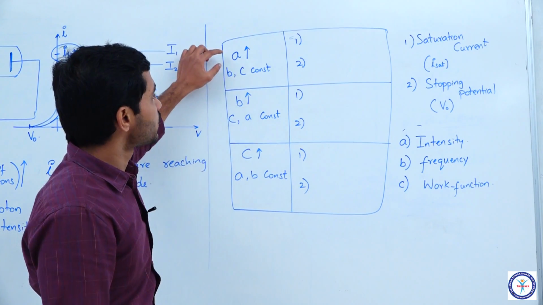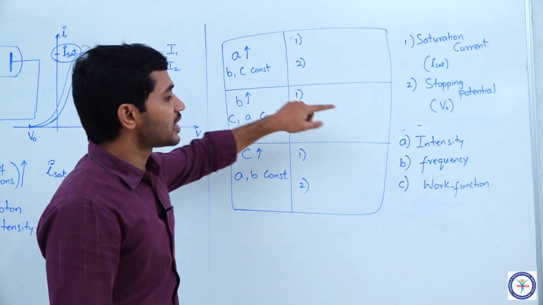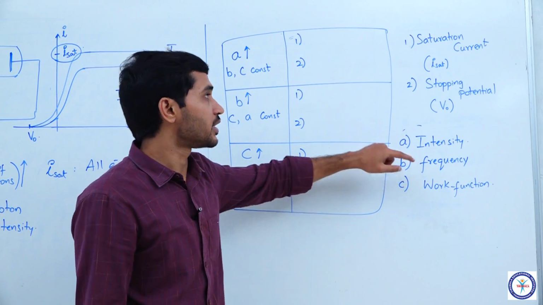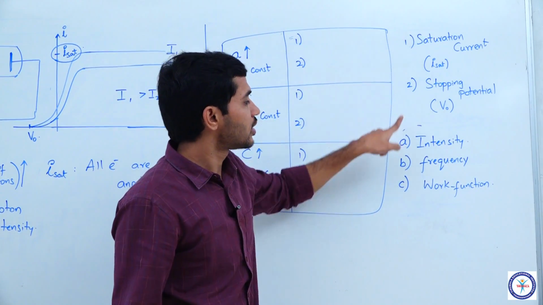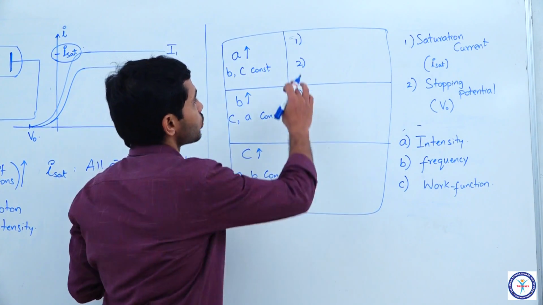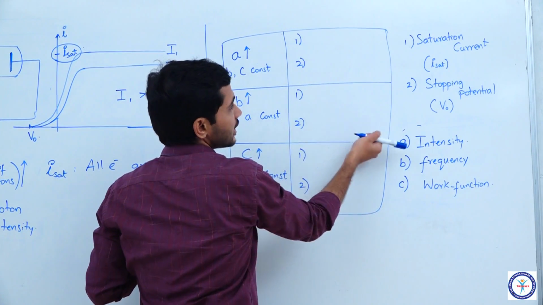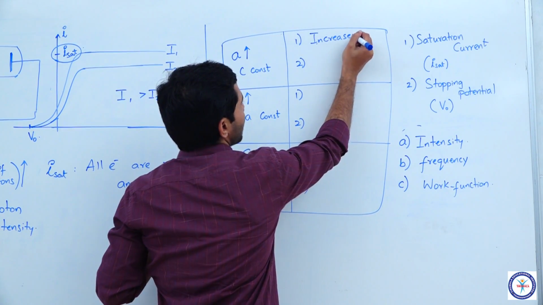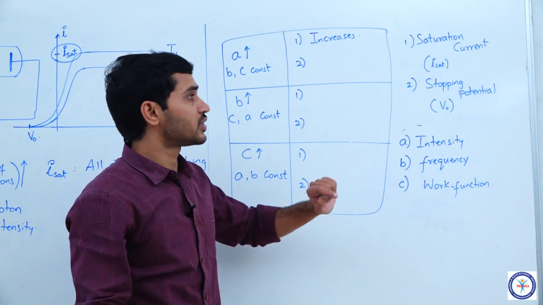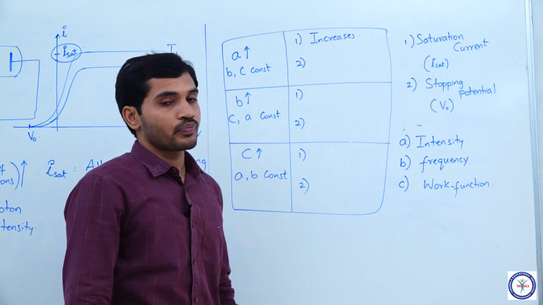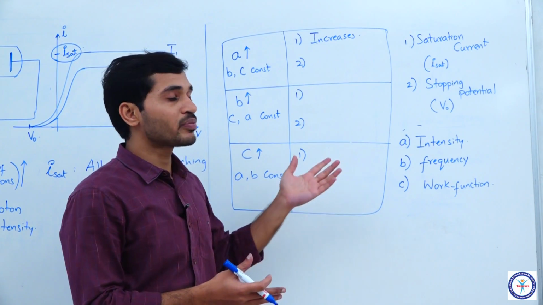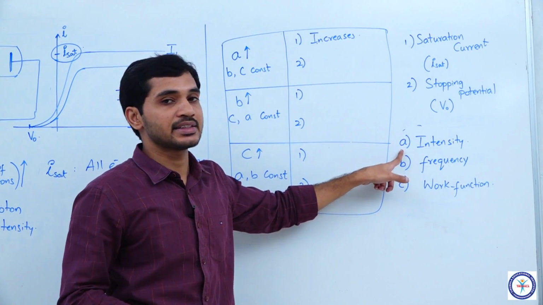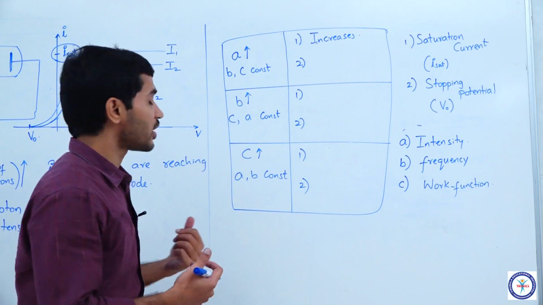So now in this particular case, let us say I am increasing the intensity. We have already discussed that changing the intensity changes the saturation current. So saturation current increases by increasing the intensity. Because of increasing the intensity, saturation current also increases. Now one very important thing to keep in mind here is what happens to the stopping potential. I hope you have already gotten it right. Stopping potential does not change, because stopping potential has no connection with the intensity. You can see that from the expression which we have derived also.